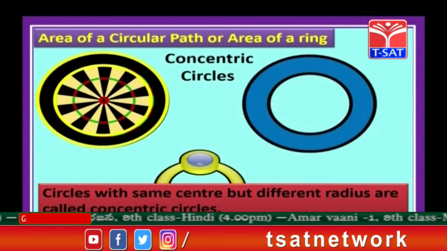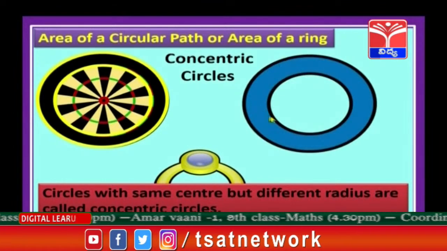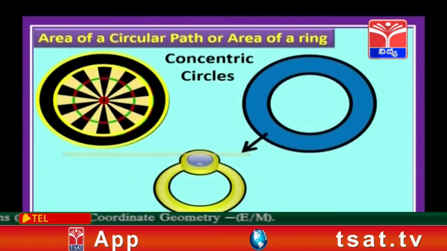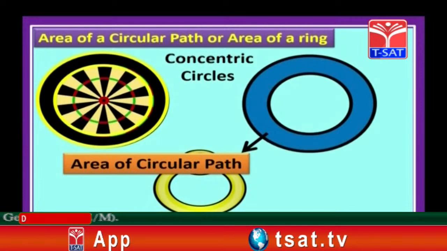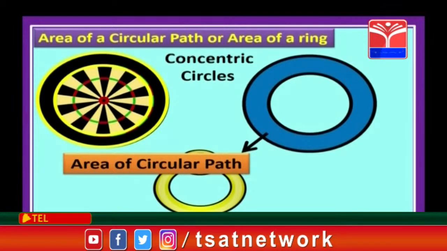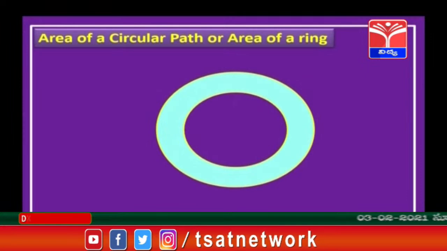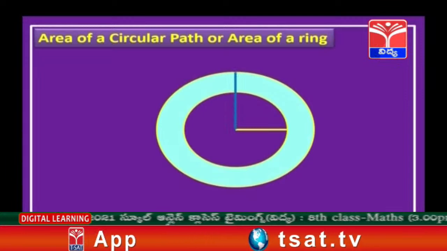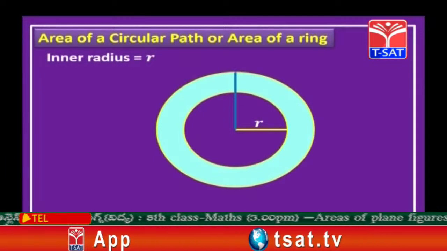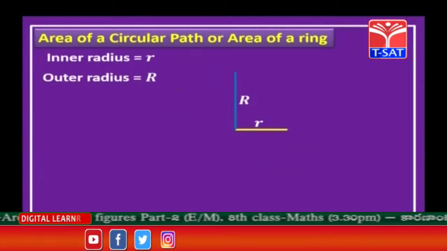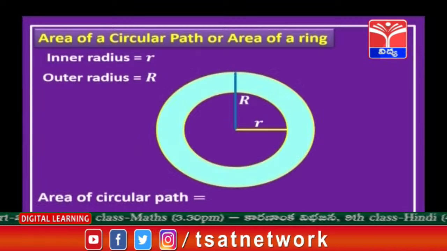What is that? Yes, here you can see this is the path, children, whose area we need to calculate. So that is called as the area of the circular path, or simply area of a ring. Now let us find the formula to find area of circular path. Now let us consider the circular path here, and this is the inner radius and an outer radius. Now let small r represent the inner radius and capital R represents the outer radius. Okay, children. Now what is area of circular path, children?